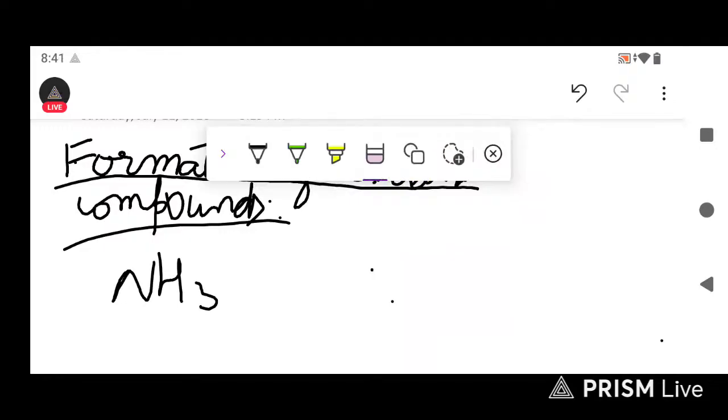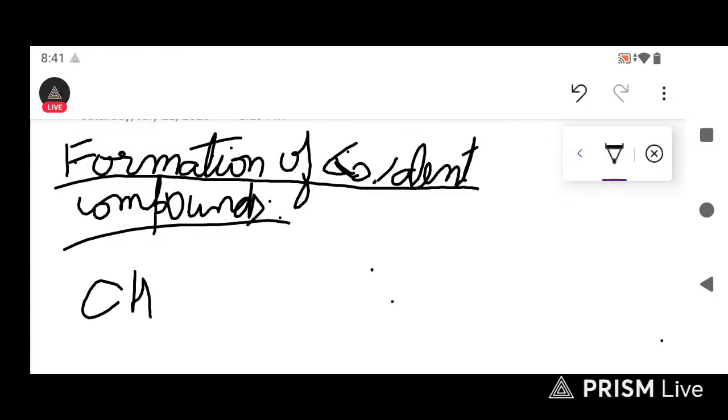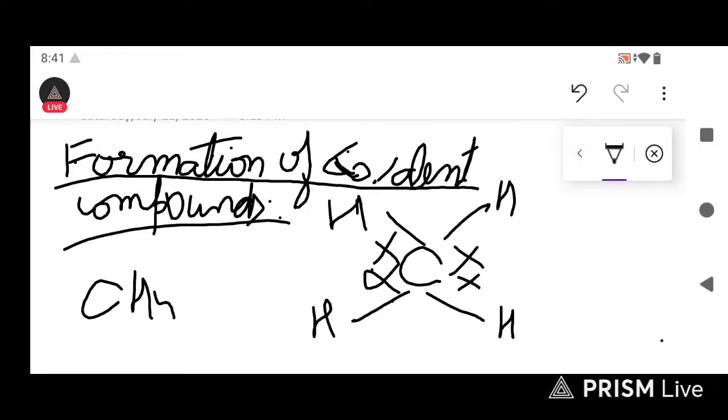What covalent bond is formed in methane? First of all, we have to know the formula of methane, which is CH4. The deficiency will be removed by mutual sharing of the electrons. So these all are examples of the formation of covalent bonds, and which type of bond is in ammonia, in methane.